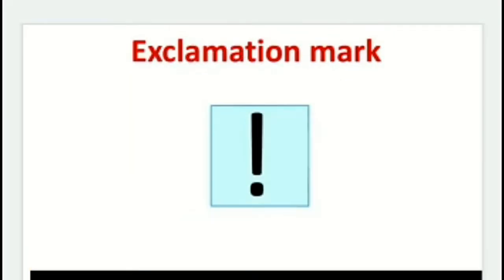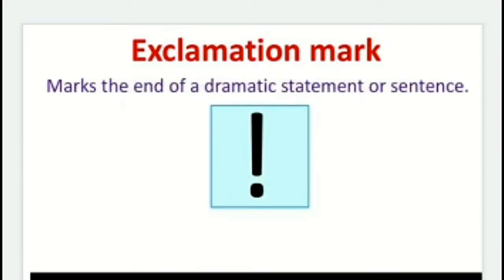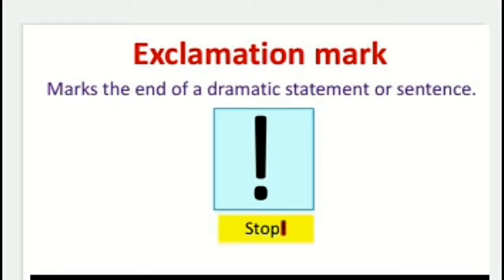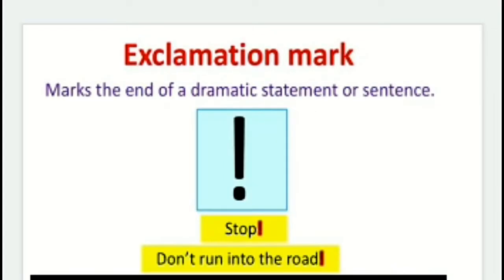And then the exclamation mark. The exclamation mark is used to mark the end of a emphatic statement or sentence. For example, stop! So it's a punctuation mark. And then another example of exclamation marks, don't run into the road! So don't run into the road is also another exclamation mark.